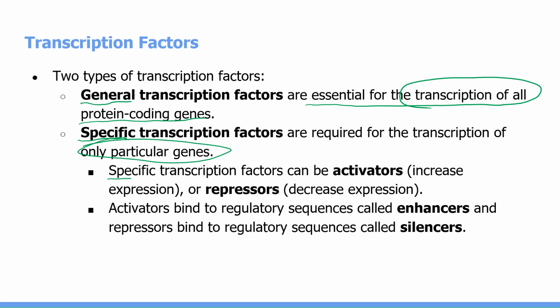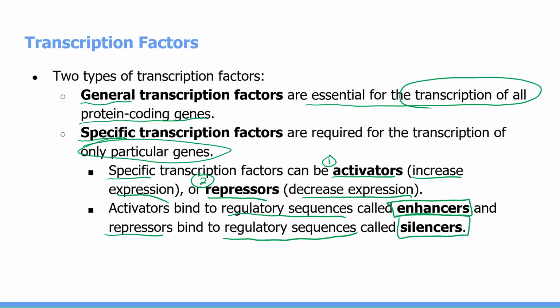With the specific transcription factors, there are two types. The first one is activators, which increase expression, and the second one is repressors, which decrease expression. The activators bind to regulatory sequences on the DNA called enhancers. And repressors, on the other hand, bind to regulatory sequences on the DNA called silencers.